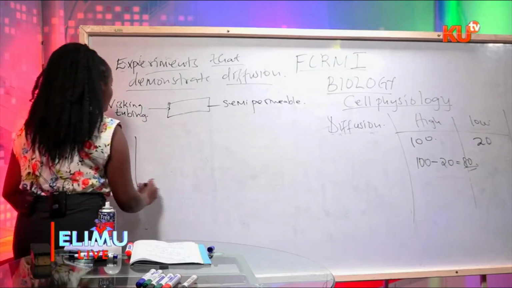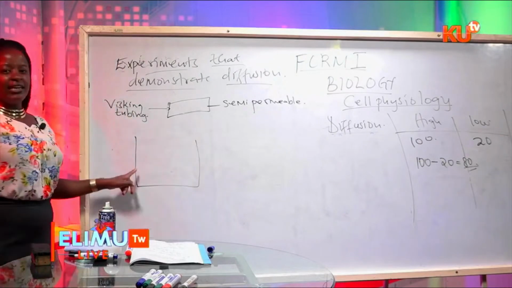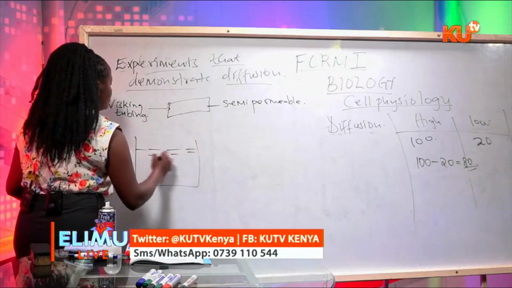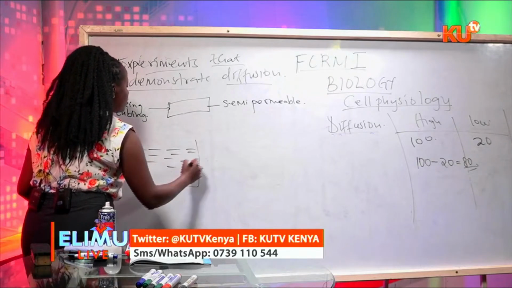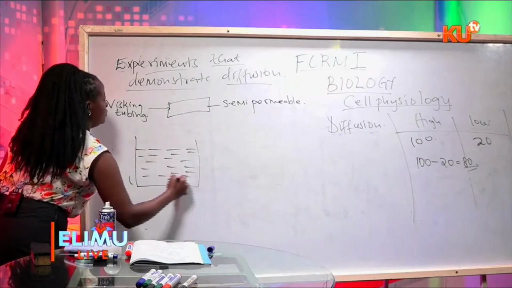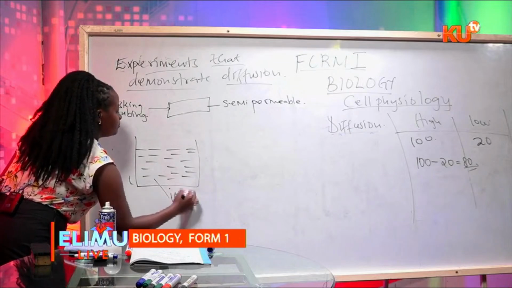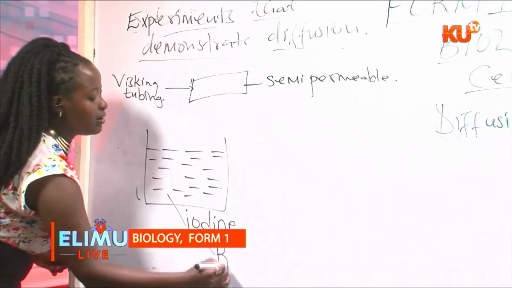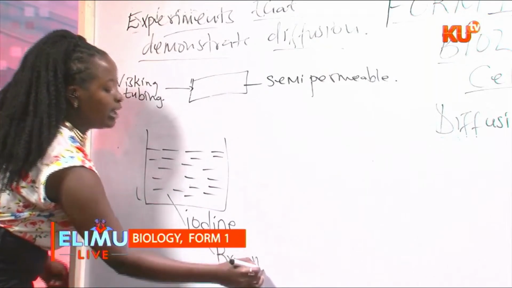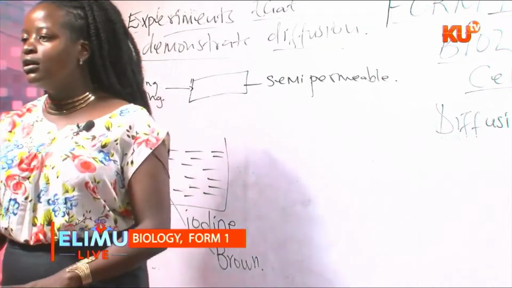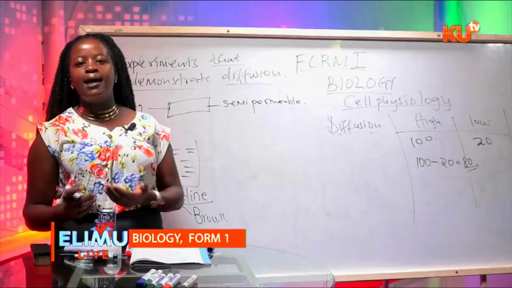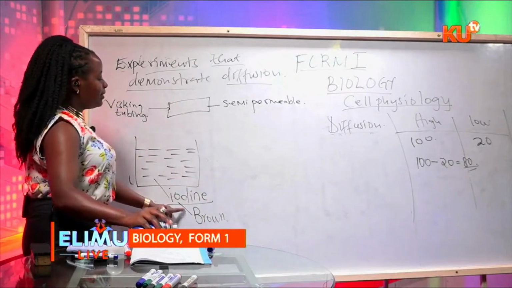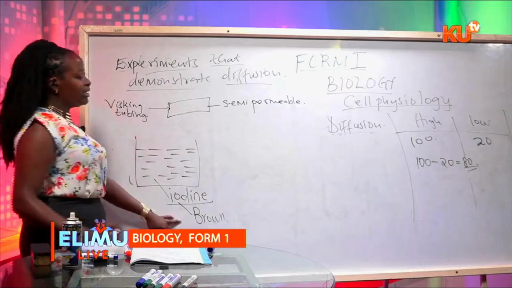Now we have a beaker here, and in this beaker we have a solution, and that solution is called iodine. Iodine is brown in color. Iodine is a solution or a reagent that is used in the lab. It is a dye, and that is why it is brown in color.